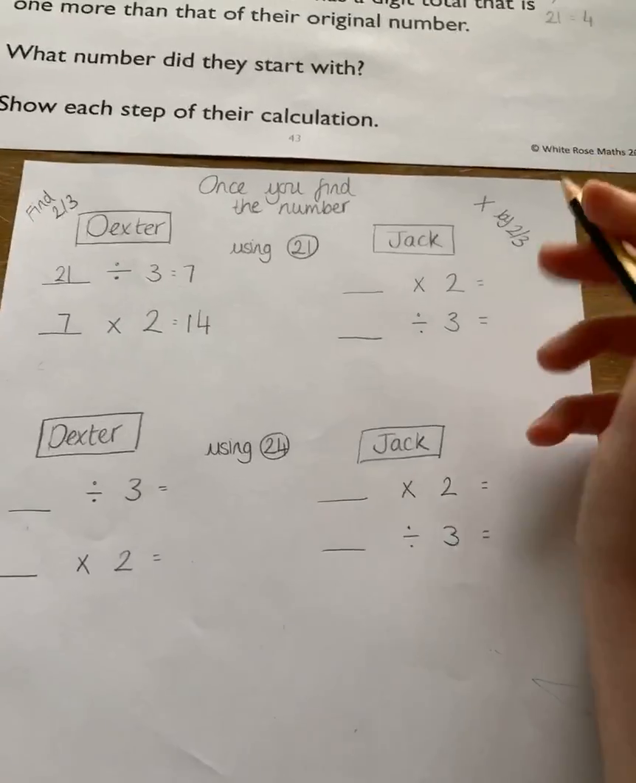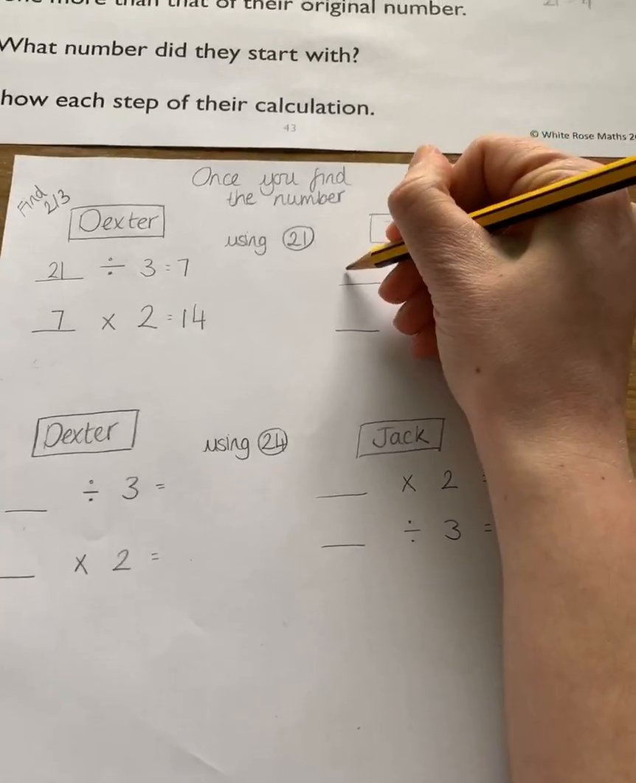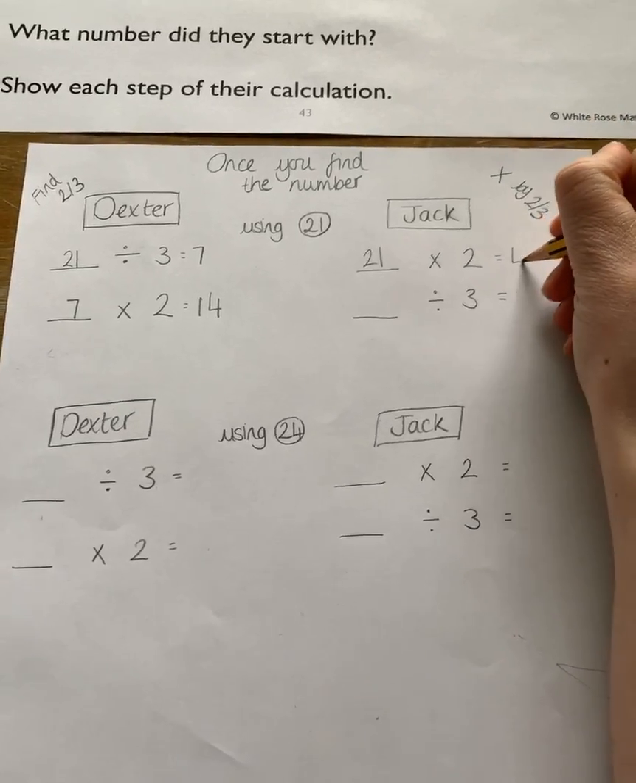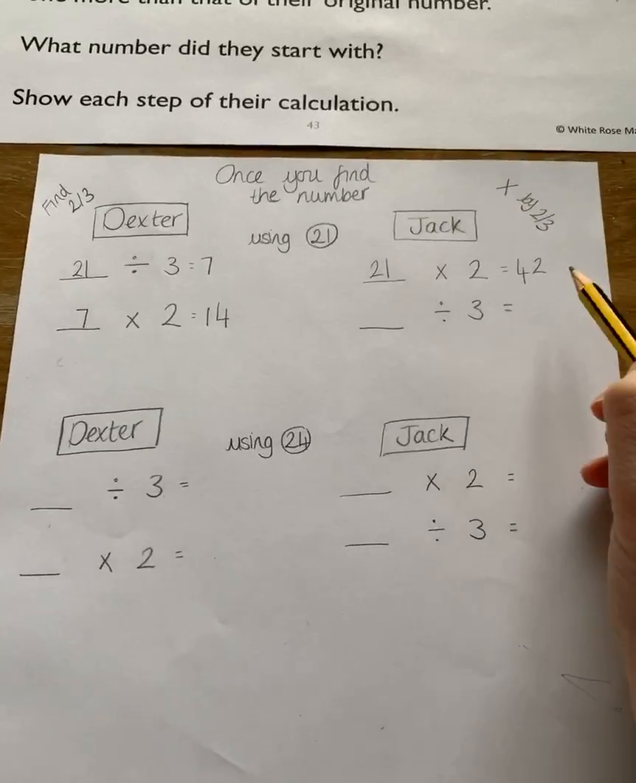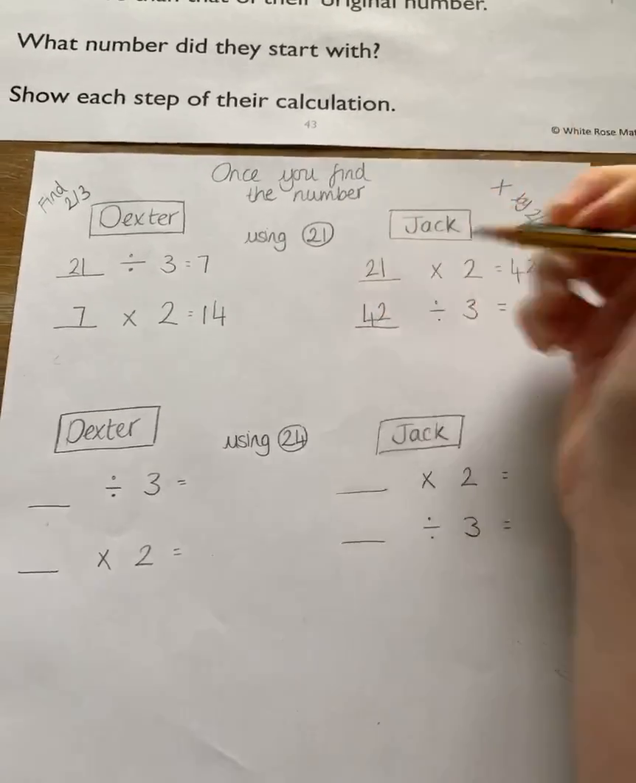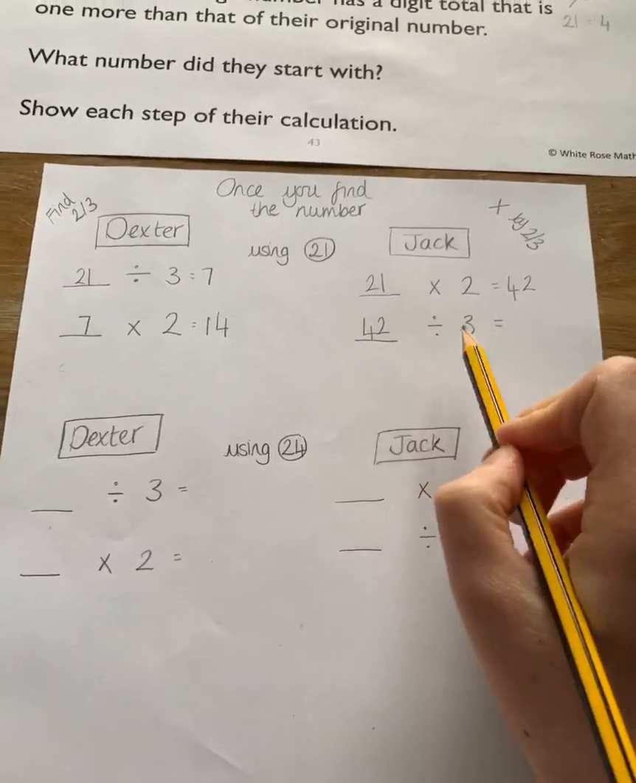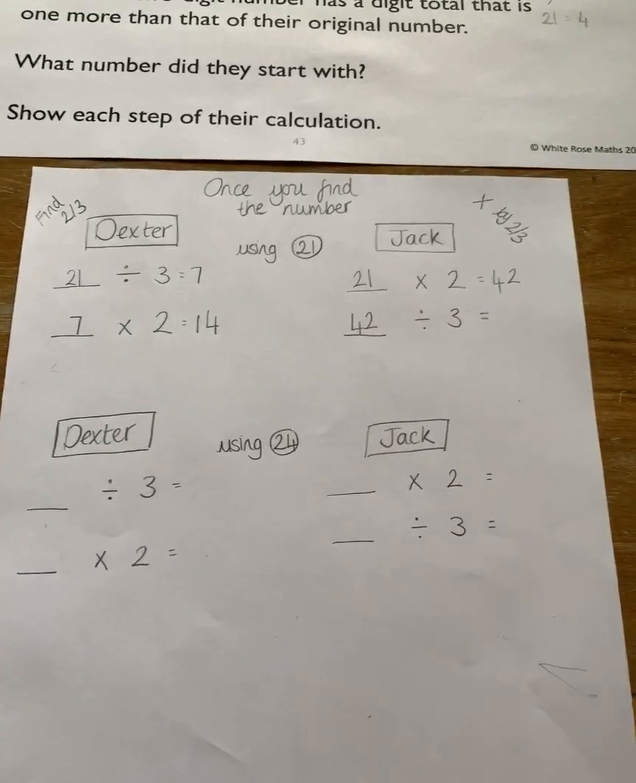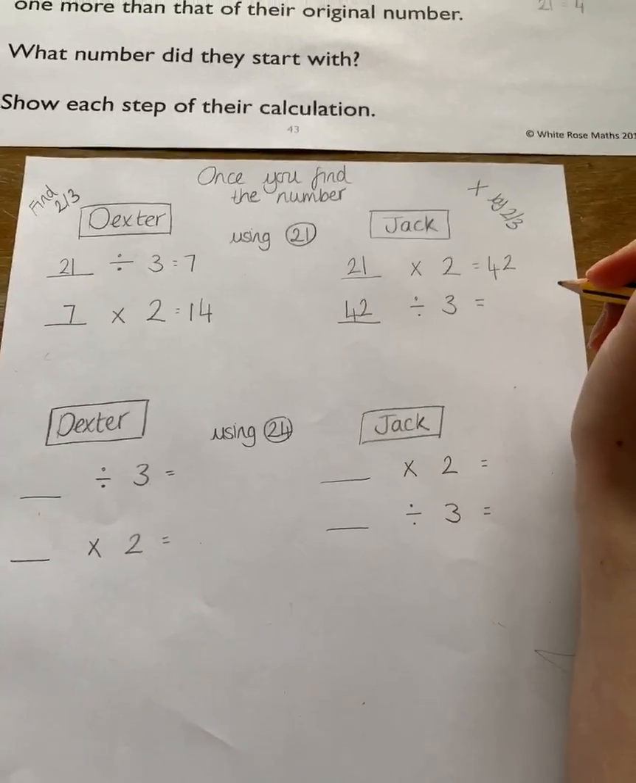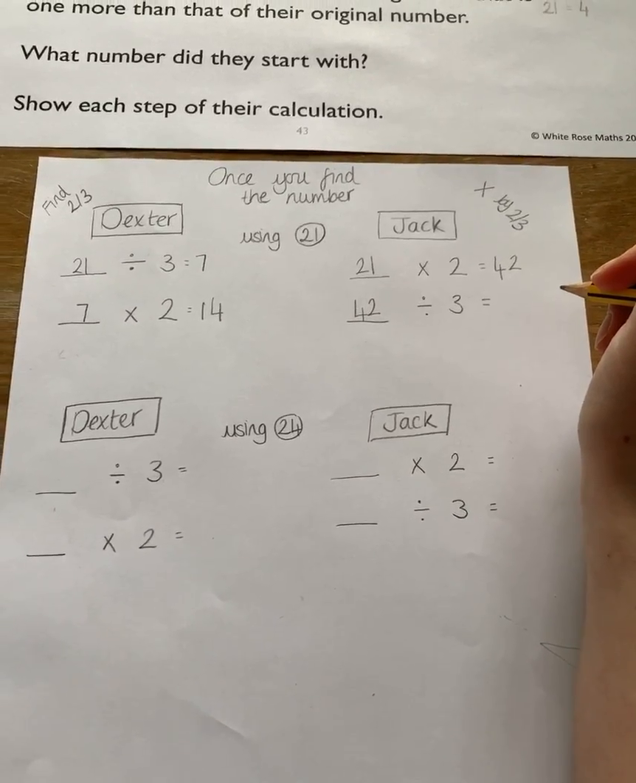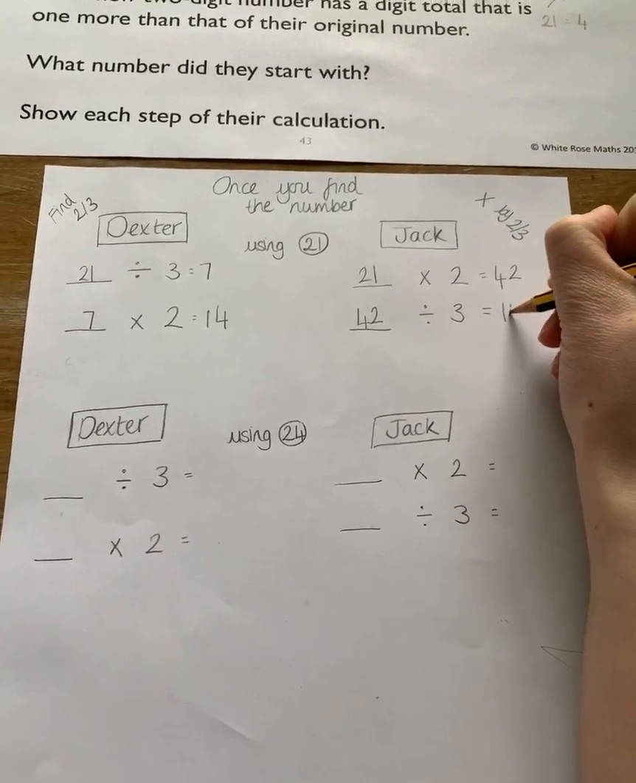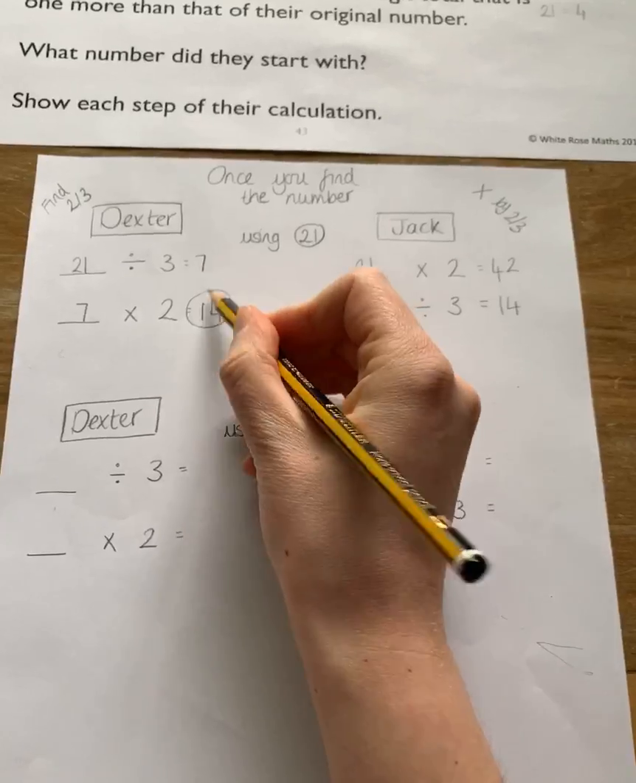Whereas for Jack, I need to take my 21 and multiply it straight away by 2, which leaves me with 42. So I take this 42 and put it here, and I then do 42 divided by 3. I'll give you a moment to keep up. 42 divided by 3 is 14, which is great because they're both the same, so I know I've got it right.